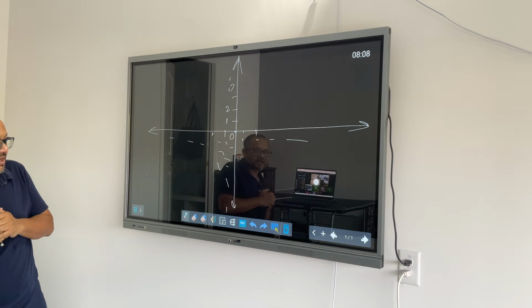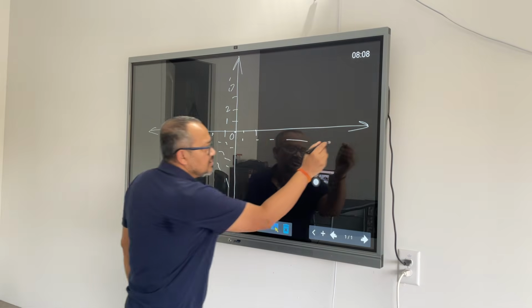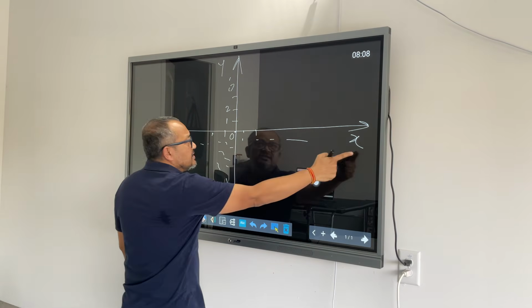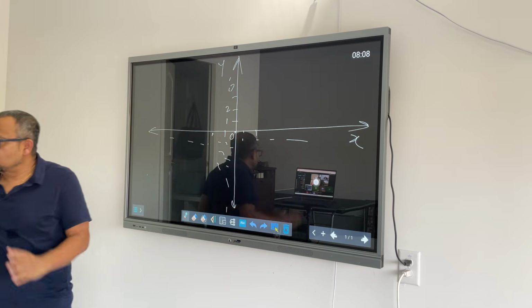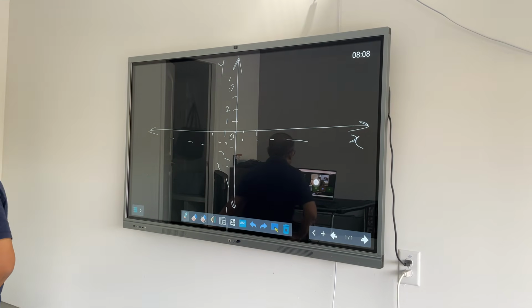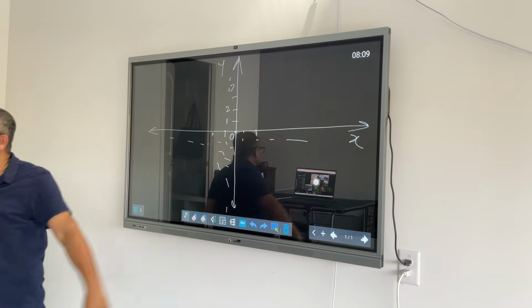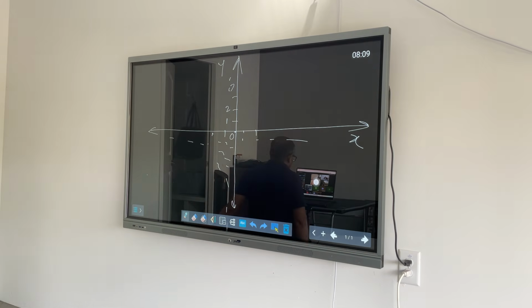Now we have to give some name to them, right? So this is called the x-axis, this is called the y-axis. So these two number lines together, when they meet each other at 0, 0, this way, are given another name called a coordinate plane.